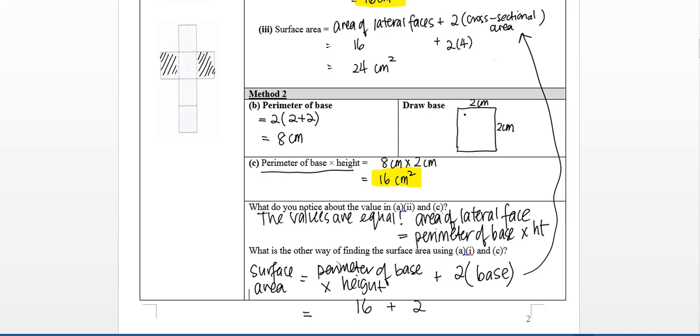Don't forget that base and the word cross-sectional area is used interchangeably right now. So the base is this square, and therefore 2 times of base refers to 2 times of the area of this square. Put this into the calculator and you will get 24 cm squared. Okay.